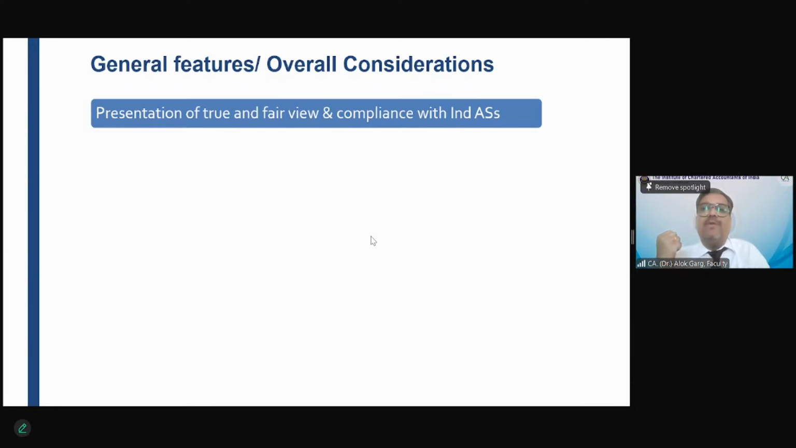Management. Financial statements are the property of the management, the company, the entity. So the one who owns the property is not the one saying that the financial statements are reflecting a true and fair view.